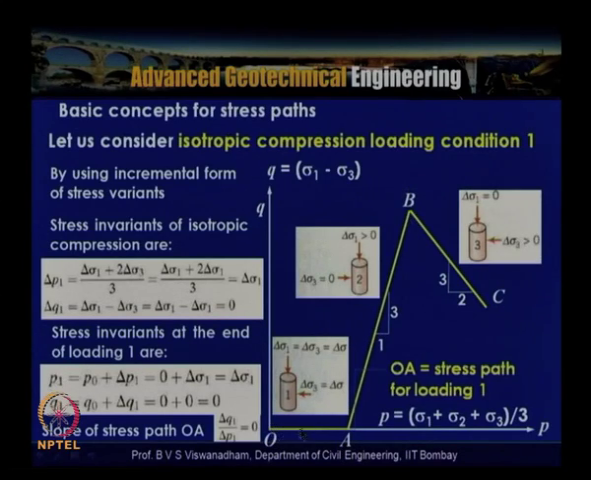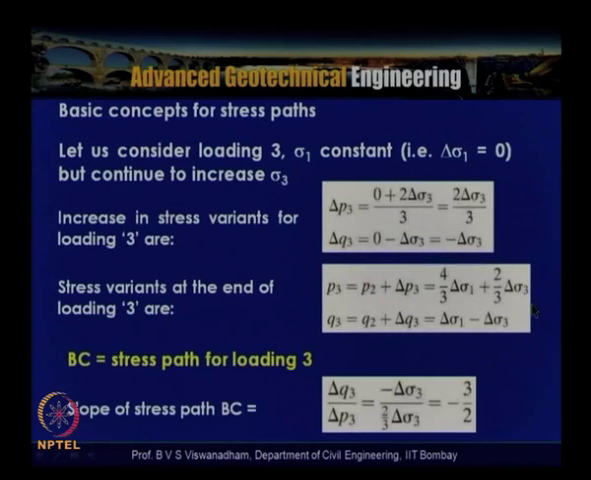As can be seen, this is the initial condition, isotropic compression, and then there is an increase like this; this is the stress path. Next, loading condition 3, where delta sigma 1 is equal to 0, but we continue to increase delta sigma 3. That means sigma 1 is maintained constant. Here we are trying to see some sort of expansion, where delta sigma 3 also represents something like squeezing. So in loading 3, sigma 1 is constant, delta sigma 1 is equal to 0, but we continue to increase sigma 3, so delta sigma 3 is greater than 0.